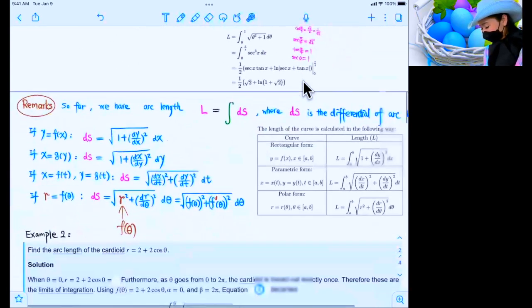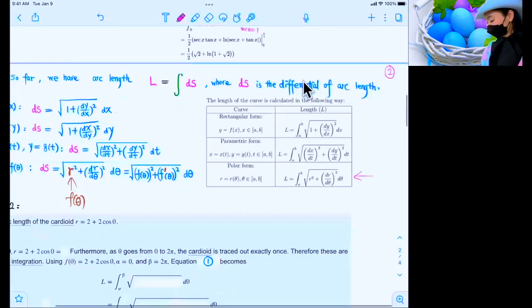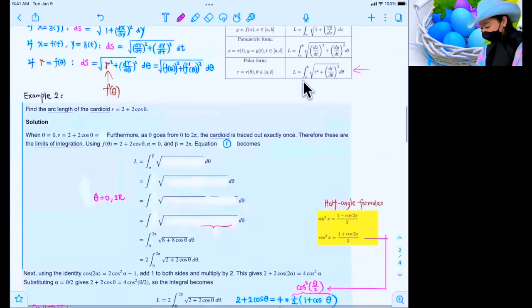So this is the arc length. Today we learned a new formula for arc length. This is the new one that we learned today. Maybe I should highlight this. Now let's try to use that formula and do another example. This time, find the arc length of this cardioid.